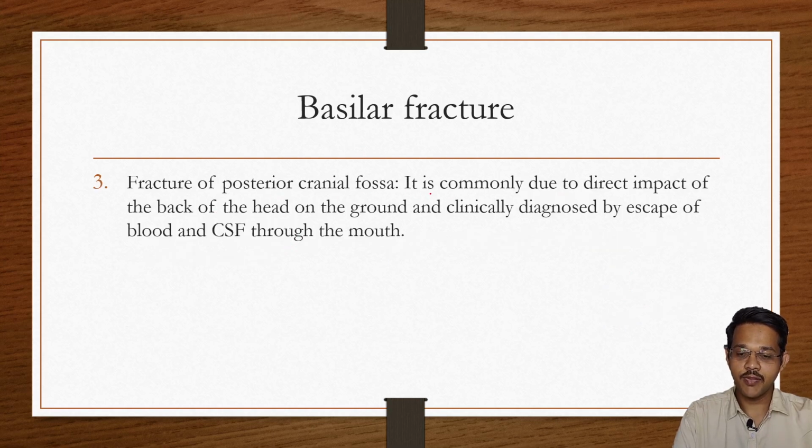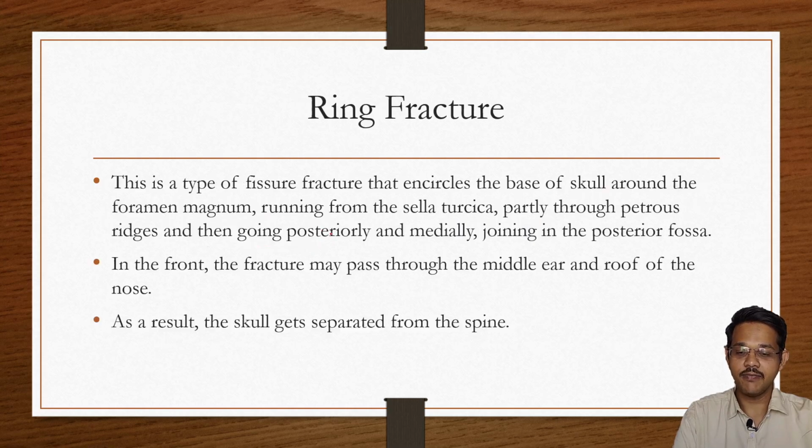Then fracture of the posterior cranial fossa is commonly due to direct impact of the back of the head on the ground and is clinically diagnosed by escape of blood and CSF through the mouth. So any impact on the back of the head may lead to this fracture. It can be diagnosed by blood and CSF through the mouth. So these are the different variants of basilar fracture.